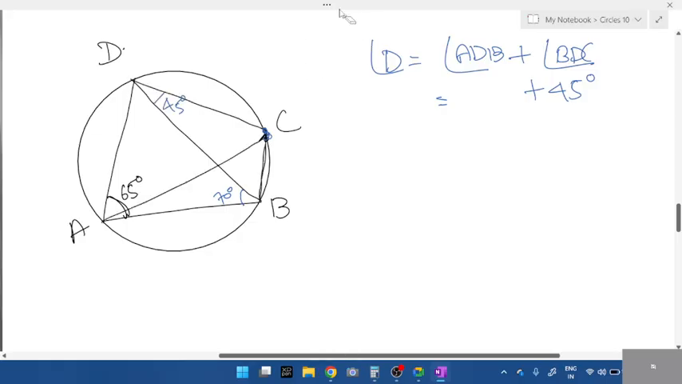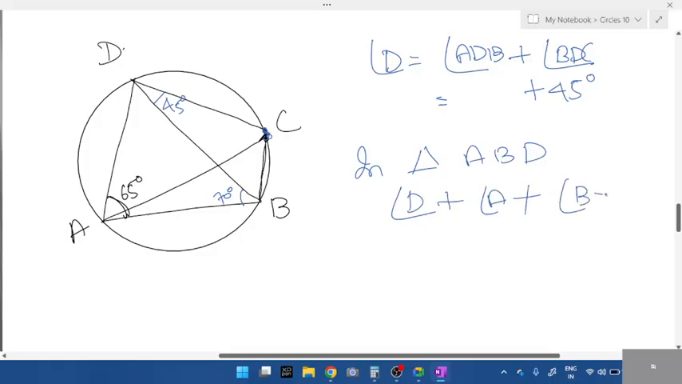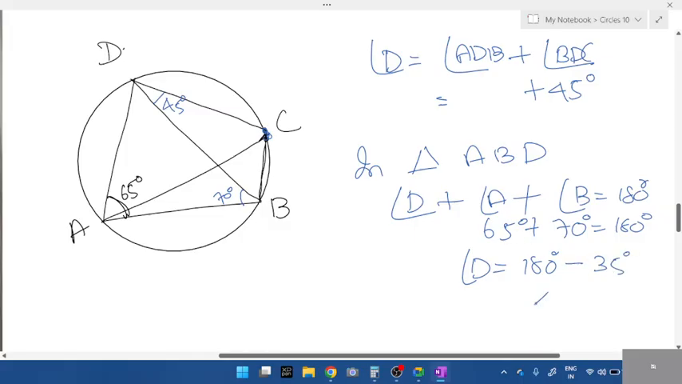Fine. So I'll write the statement: in triangle ABD, angle D plus angle A plus angle B is equal to 180. Angle A is 65 degrees, angle B is 70 degrees. Angle D is equal to 180 minus 135... what is 180 minus 135? 45 degrees, right?